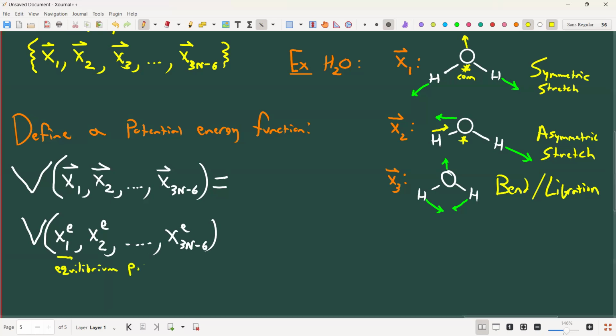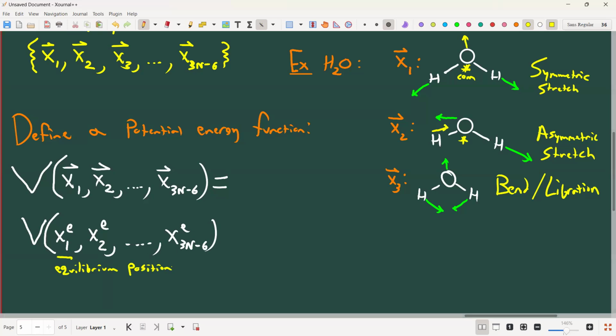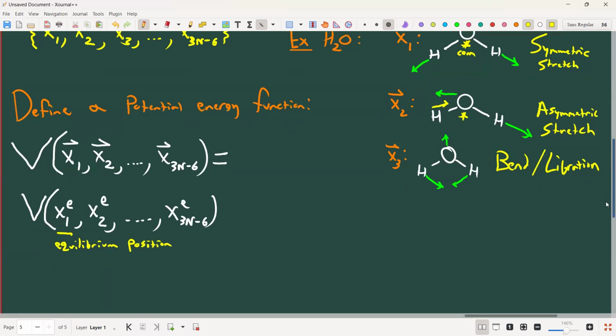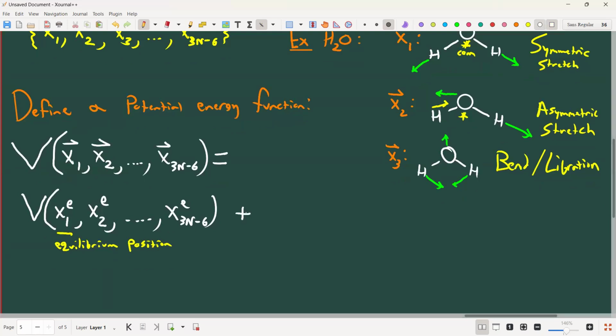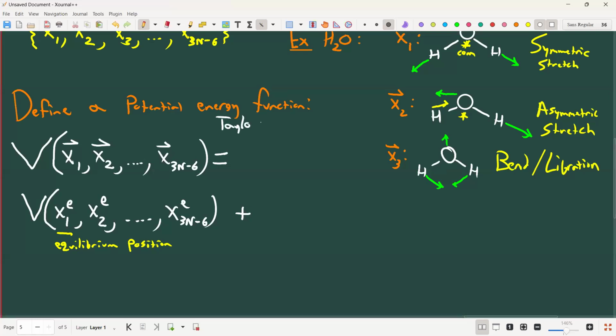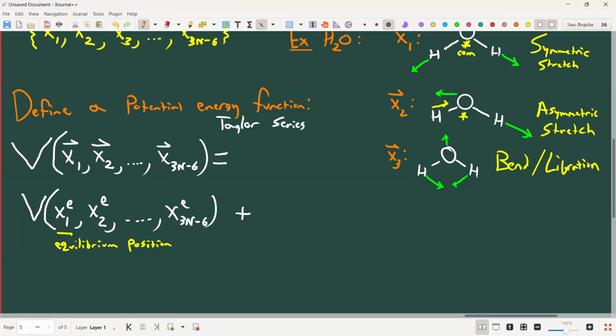Right, so this is the energy of the molecule at rest, basically, potential energy at rest. And then we're going to have a linear term. We have a constant term. It's a polynomial expansion, a Taylor series. We're going to use a Taylor series here. So we start with a constant term, and then we have a linear term, then a quadratic term.